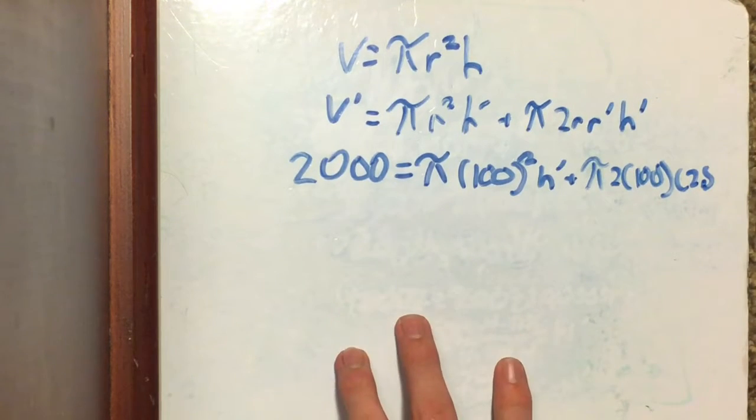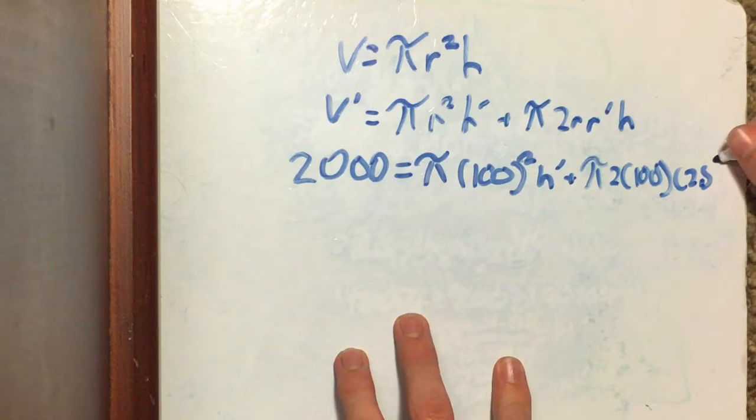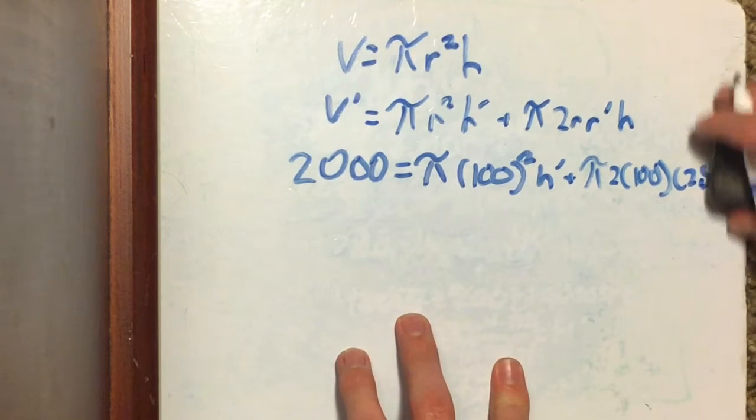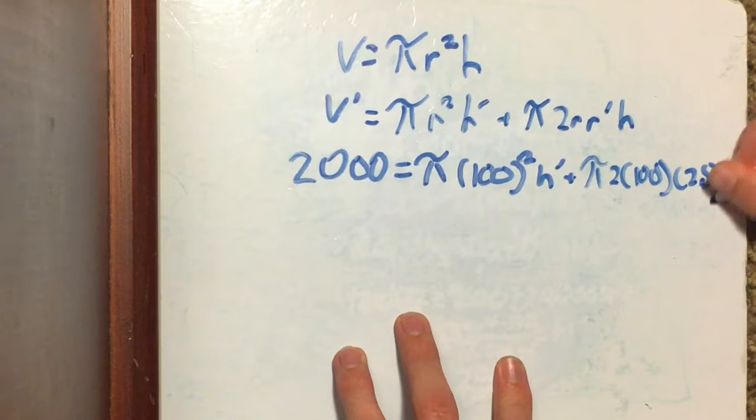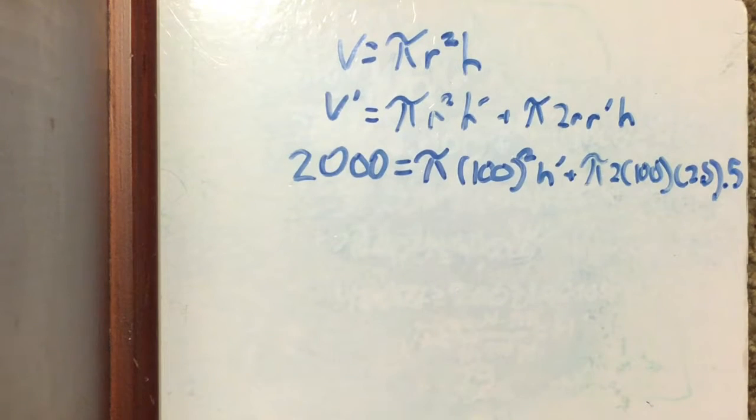Oh, whoops. That's not supposed to be there. H, it's just regular h. Sorry if I tricked you. And height, oh, whoops, that's not it. Height is 0.5, so we can't forget to add that on to the end.